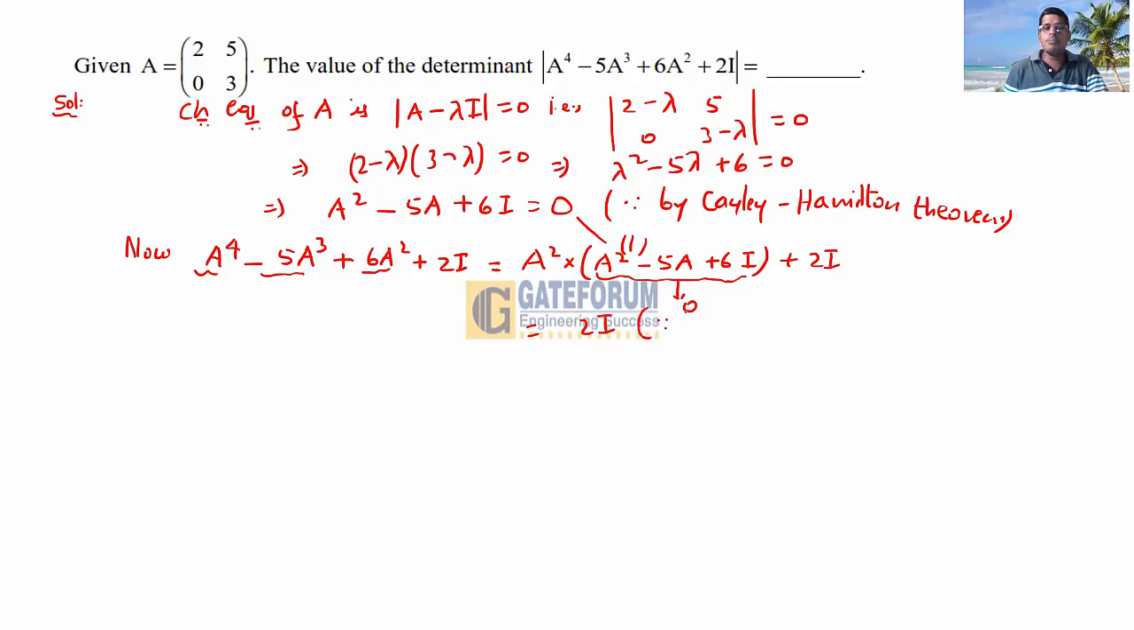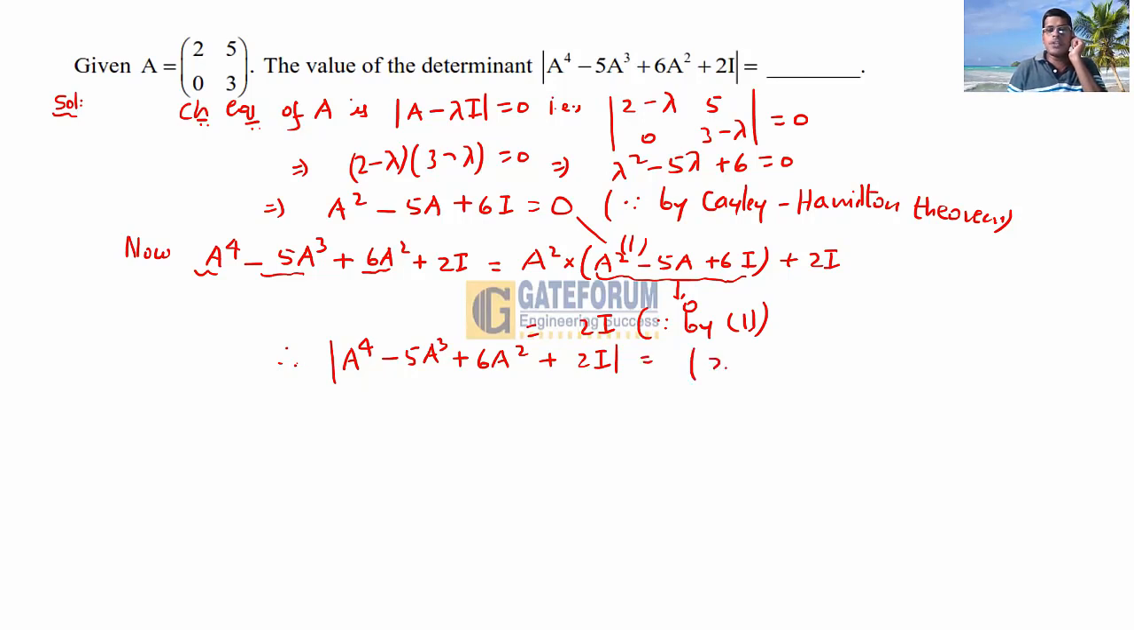Since by using equation 1, that is the advantage of the Cayley-Hamilton theorem. If it is a 3 by 3 matrix, finding A square, A cube, A power 4, etc. will take more time. So therefore, the determinant of A power 4 minus 5A cube plus 6A square plus 2I.